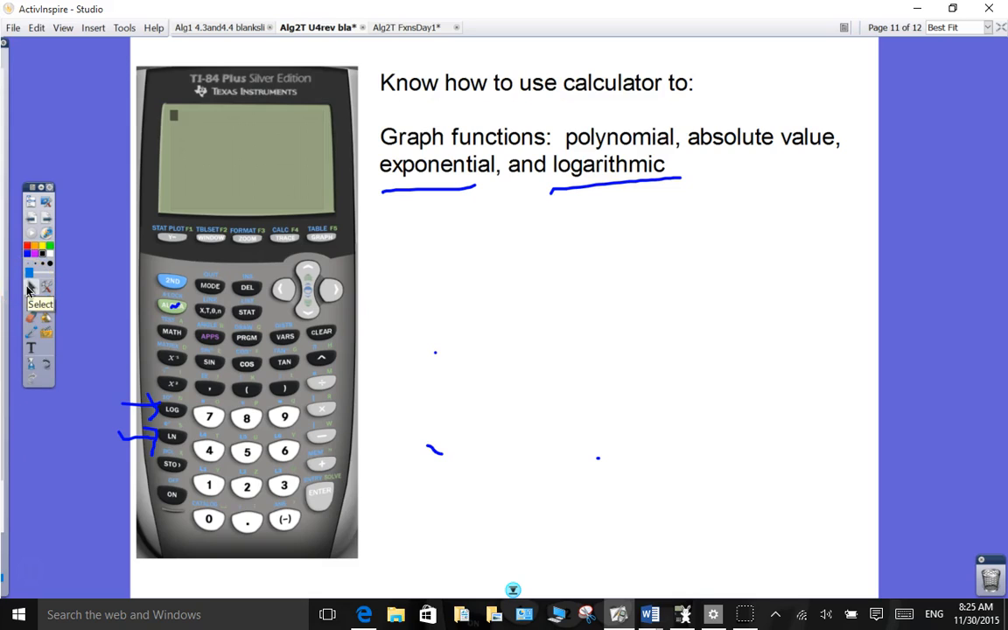And then you need to know how to find, what am I doing here? Oh, that's not the calculator. That's just a picture. Okay.